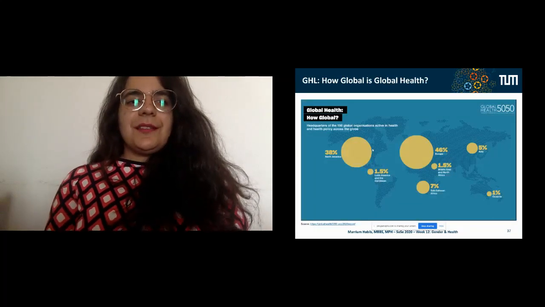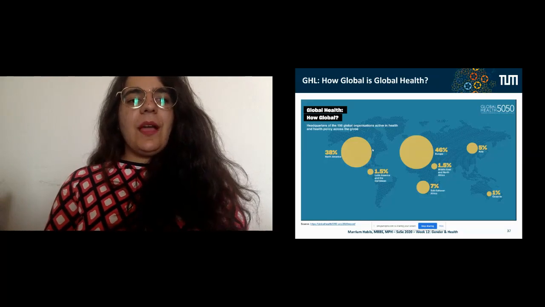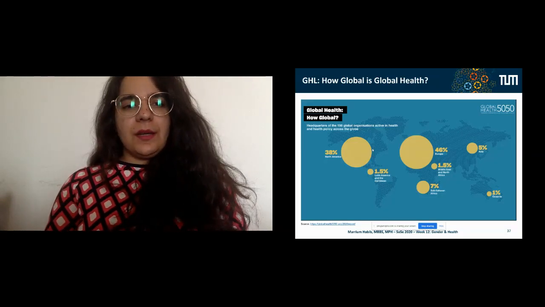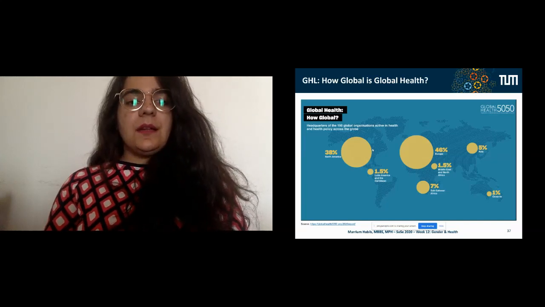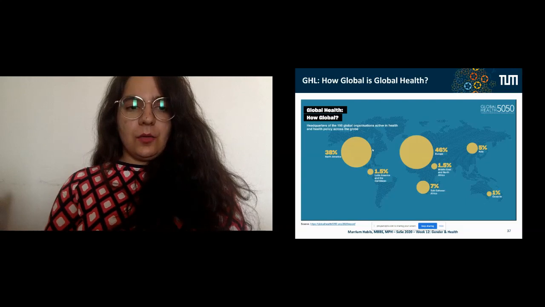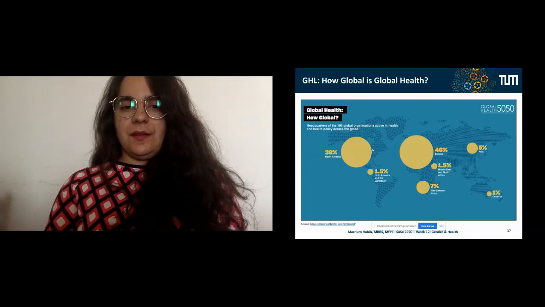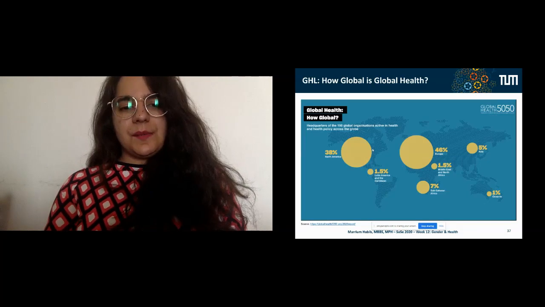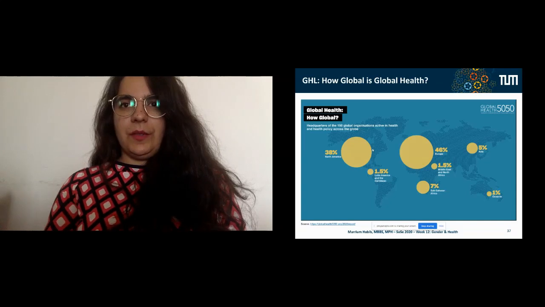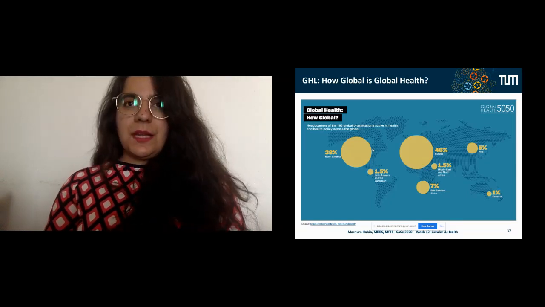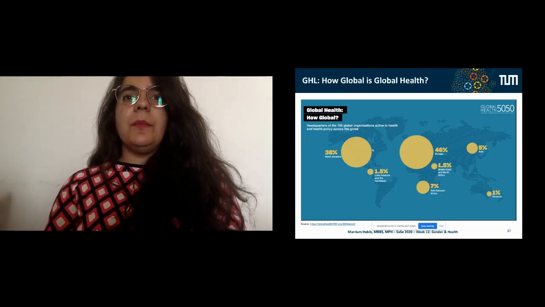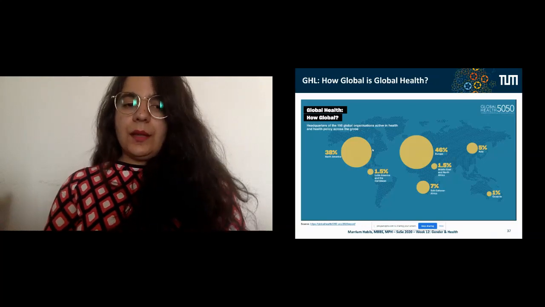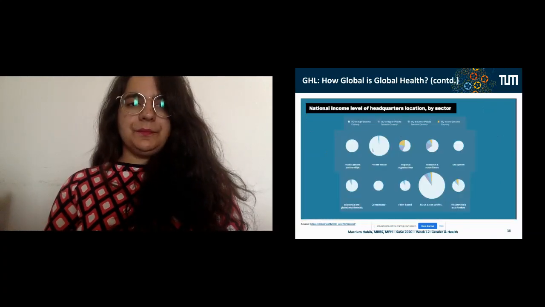So, the first question is, how global is global health? Here we have a look at the headquarters of 198 global organizations that are active in health and health policy across the globe. As we can see, 38% of these are headquartered in North America and 46% in Europe, while only 5% are in Asia, 7% in Sub Saharan Africa, and 1.5% each in Latin America and Middle East and North Africa, where the bulk of implementation of global health takes place and where the bulk of the overhaul of global health and health systems needs to take place.